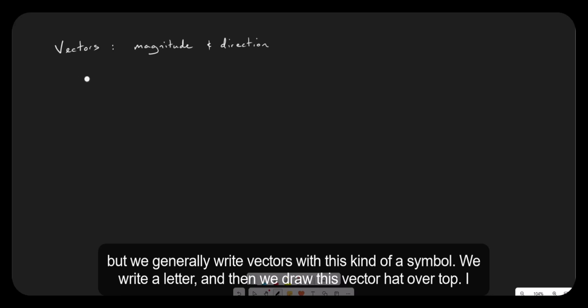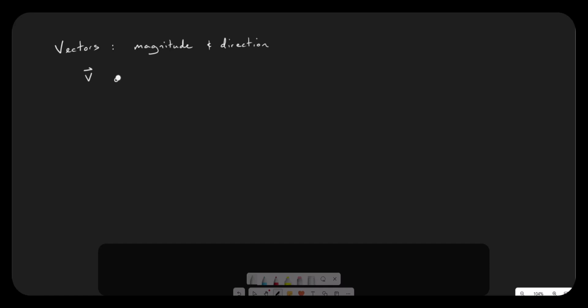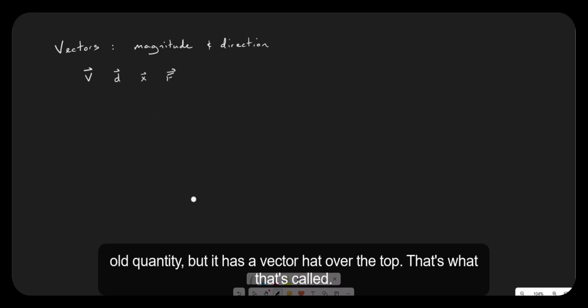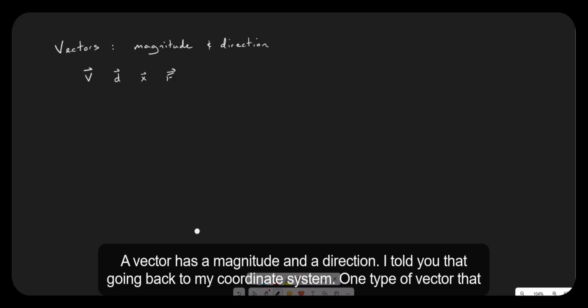We generally write vectors with this kind of a symbol. We write a letter and then we draw this vector hat over top. I wrote a V just because the word vector, it doesn't have to be a V. D, X, whatever, F. It can just be any old quantity, but it has a vector hat over the top. That's what that's called. A vector has a magnitude and a direction, I told you that.